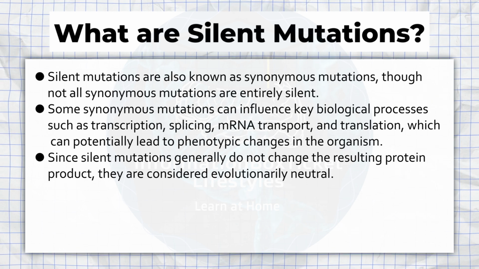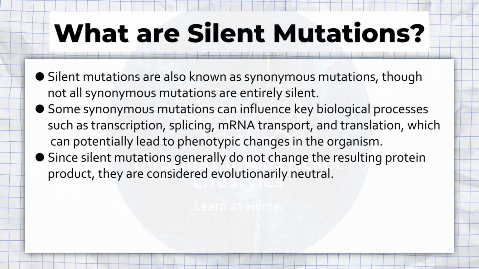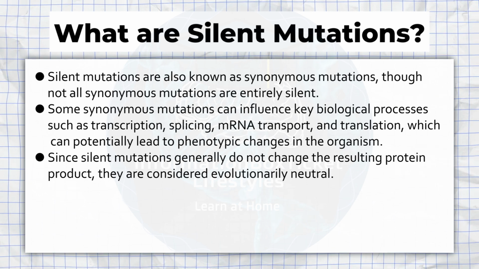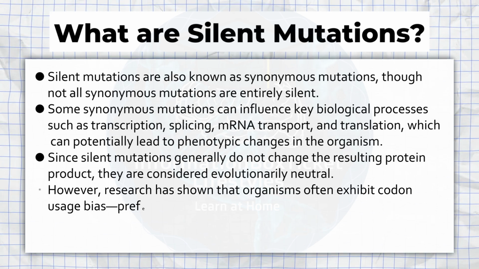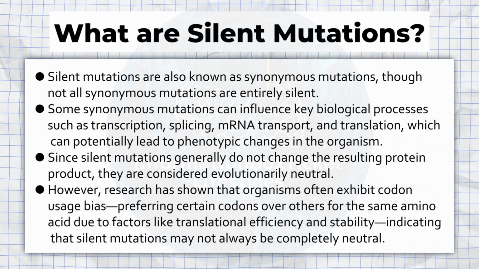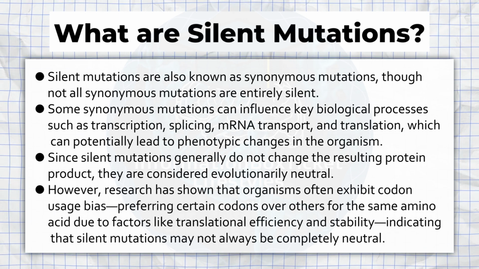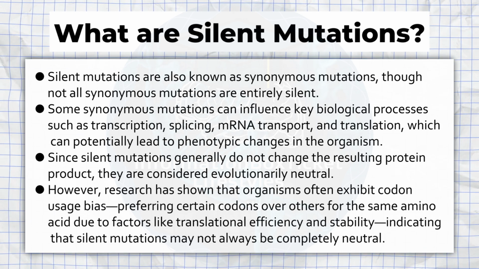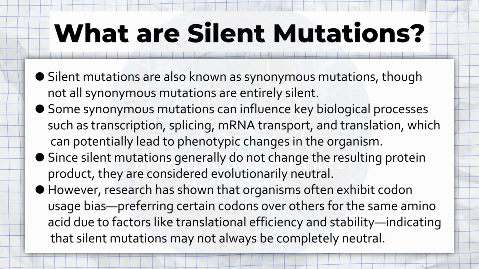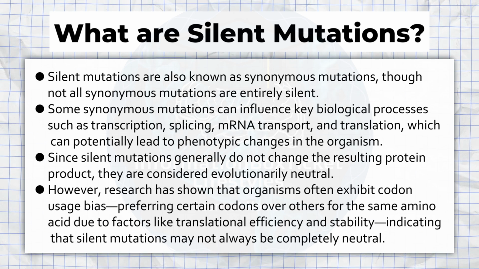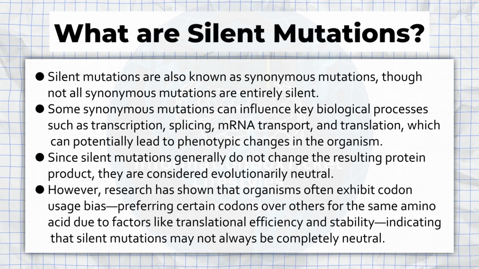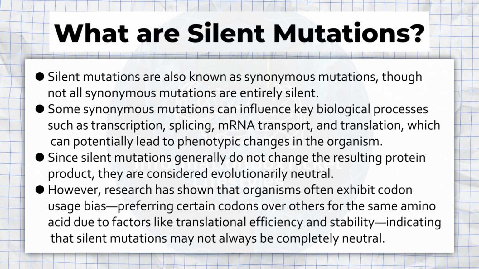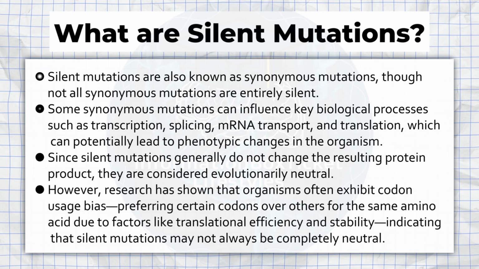Since silent mutations generally do not change the resulting protein product, they are considered evolutionarily neutral. However, research has shown that organisms often exhibit codon usage bias, preferring certain codons over others for the same amino acid due to factors like translational efficiency and stability, indicating that silent mutations may not always be completely neutral.